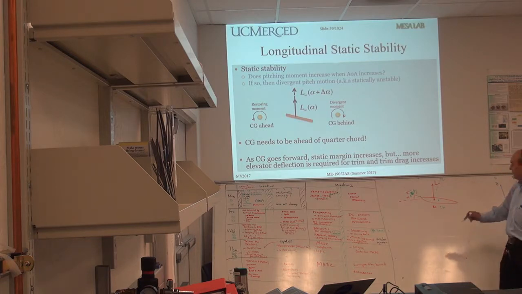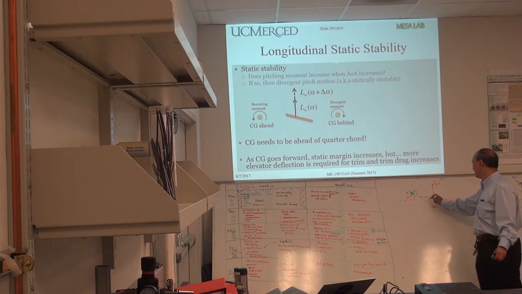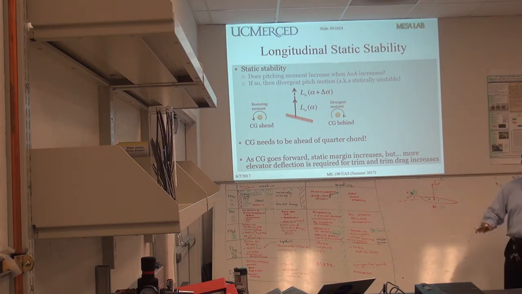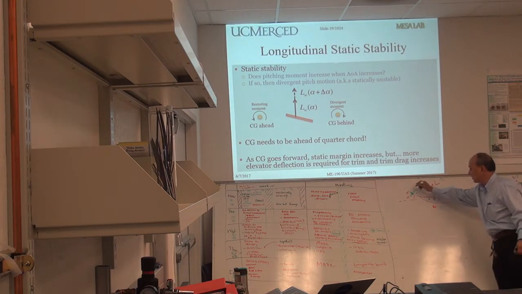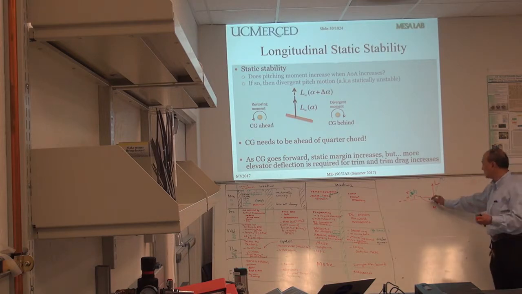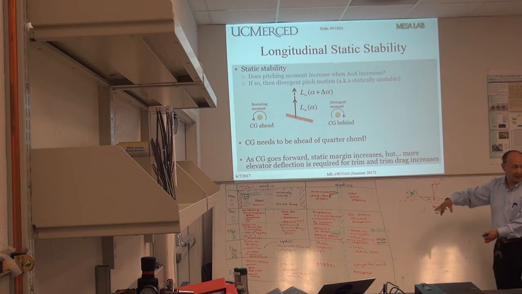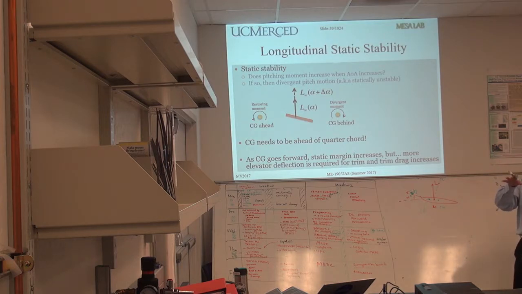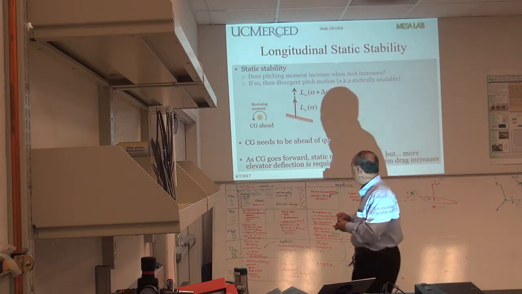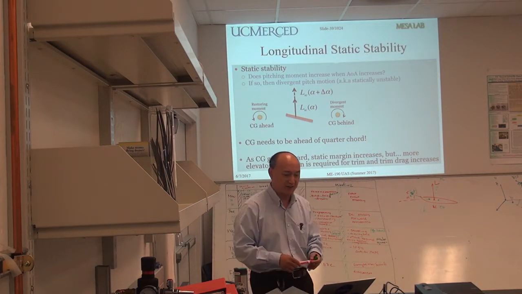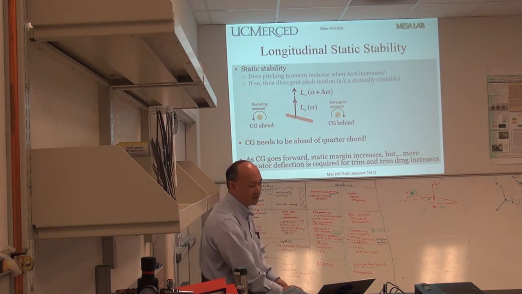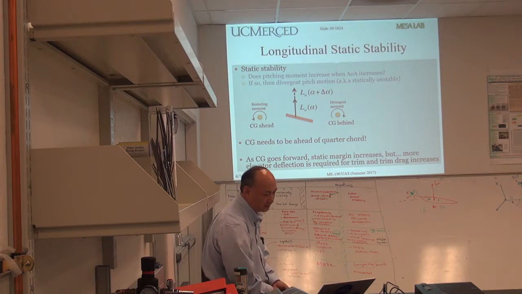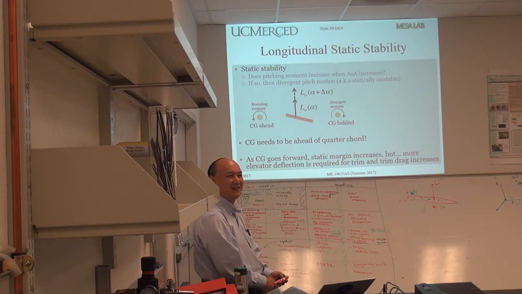But on the other hand, if your CG is in here, it's a different story. Because you increased it, yes, you can do this. But when this delta alpha disappears, the CG here will bring it back to the equilibrium point. That's called the longitudinal static stability check, about the relative position of the CG versus the AC, aerodynamic center. Is this clear?